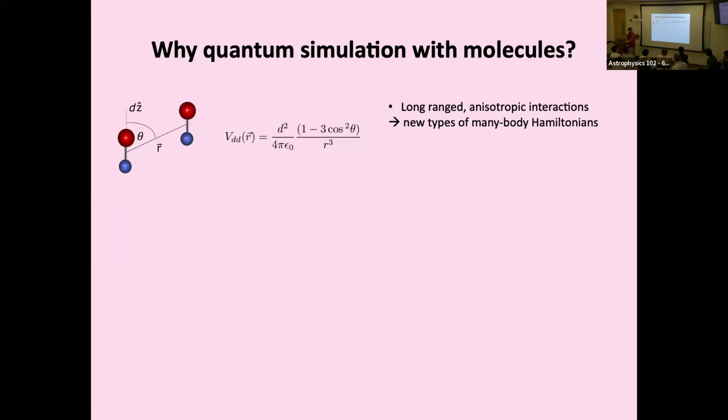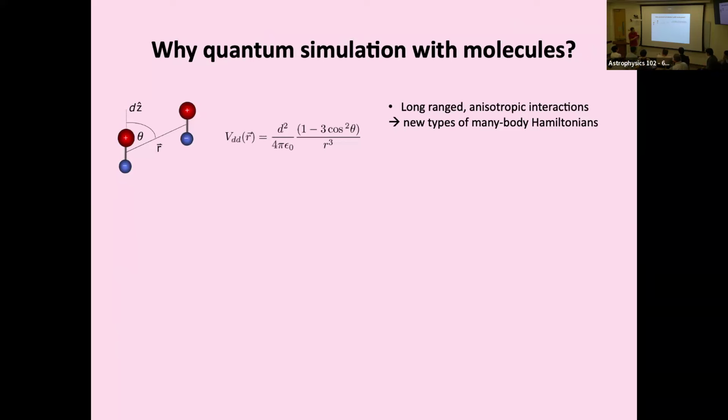The molecules, first, are polar, and they have these dipolar interactions described by a potential like this. It's anisotropic. It goes as one over R cubed. So this is quite strong, even when the particles are in different lattice sites. The interaction strength is about a few kilohertz on neighboring sites. Before, the superexchange was a second order process, so much weaker.